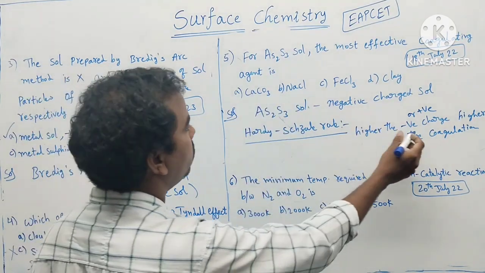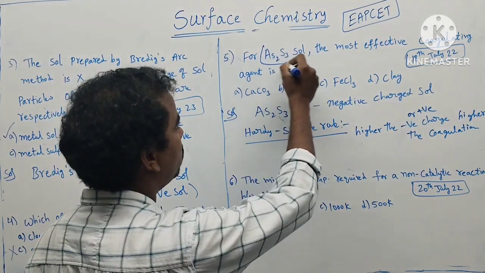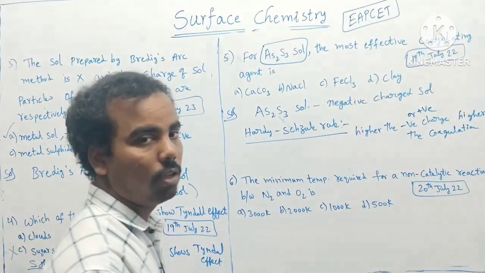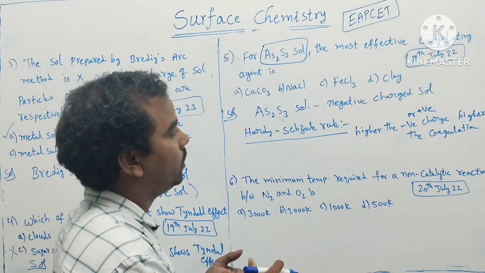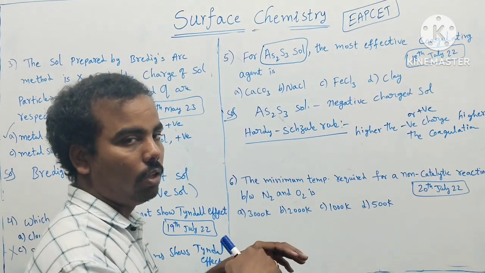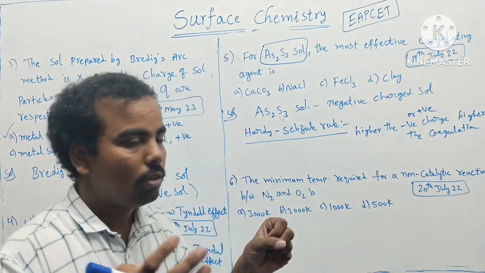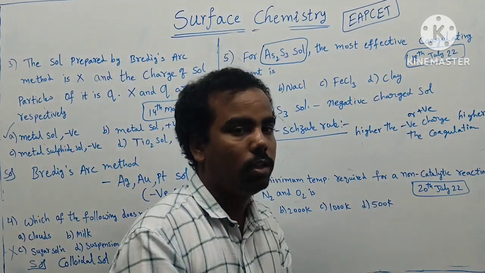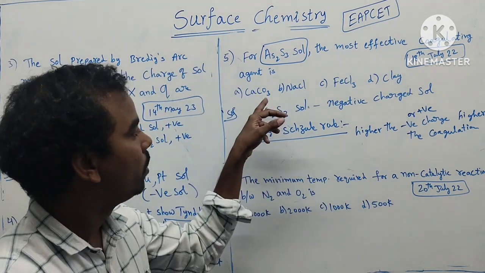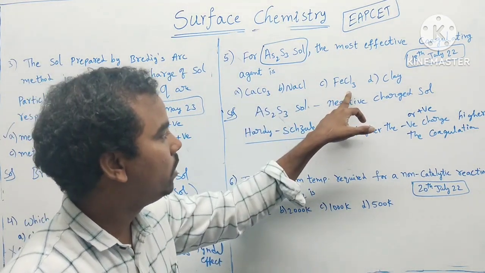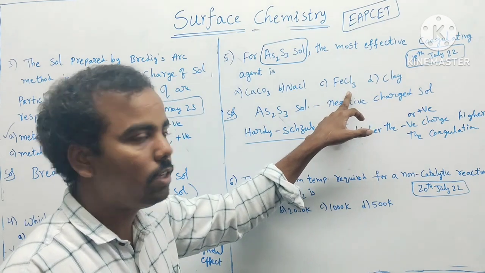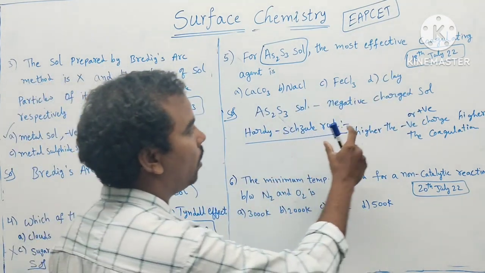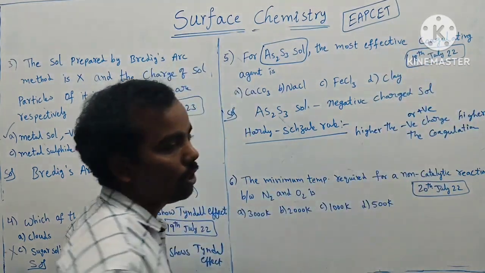So here, As2S3 is a negatively charged sol. For this negatively charged sol, which one has the higher positive charged coagulating agent? That coagulating agent means when this solution is added to the sol, coagulation, precipitation takes place. In which precipitation takes place more, which one has the higher positive charge? That one acts as the most effective coagulating agent.